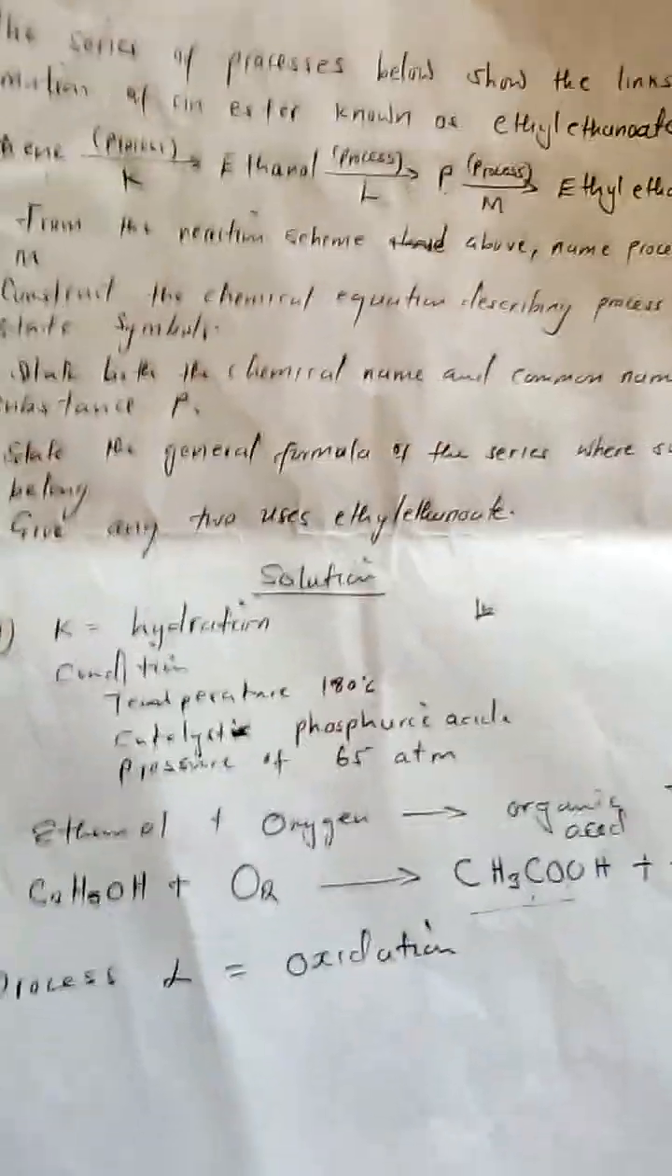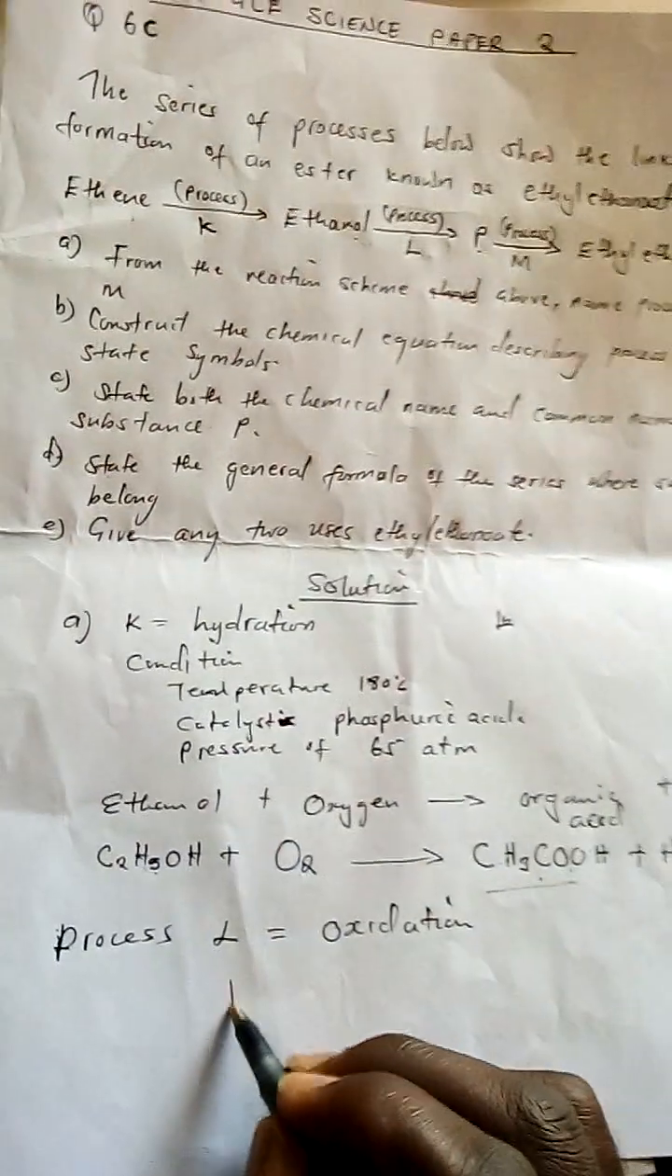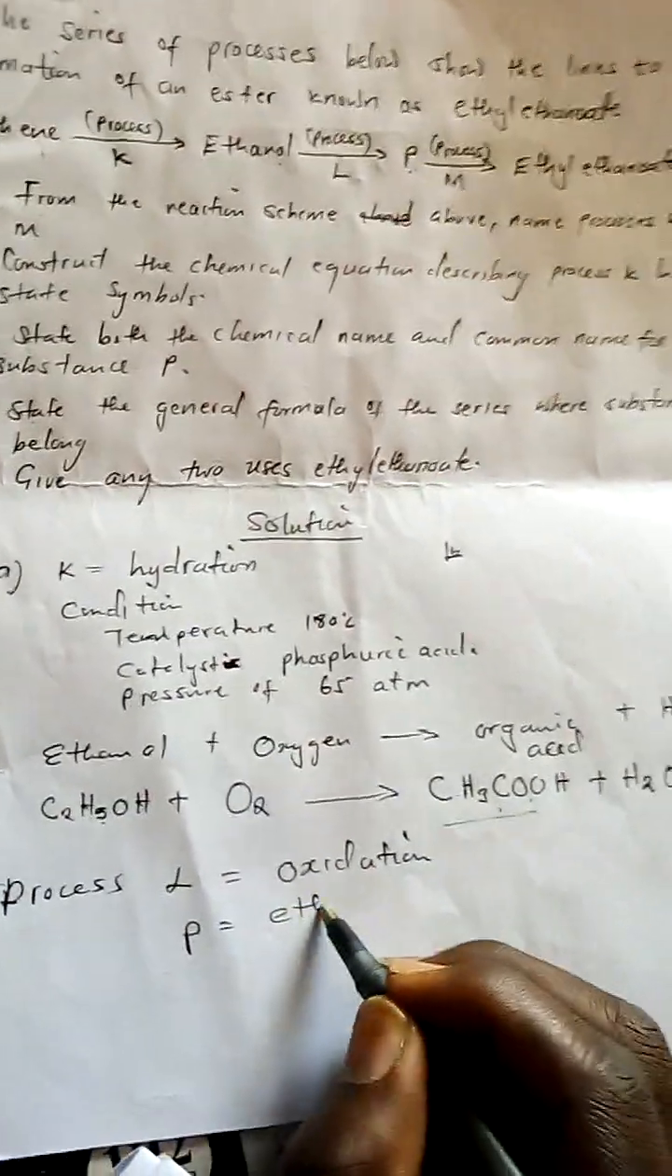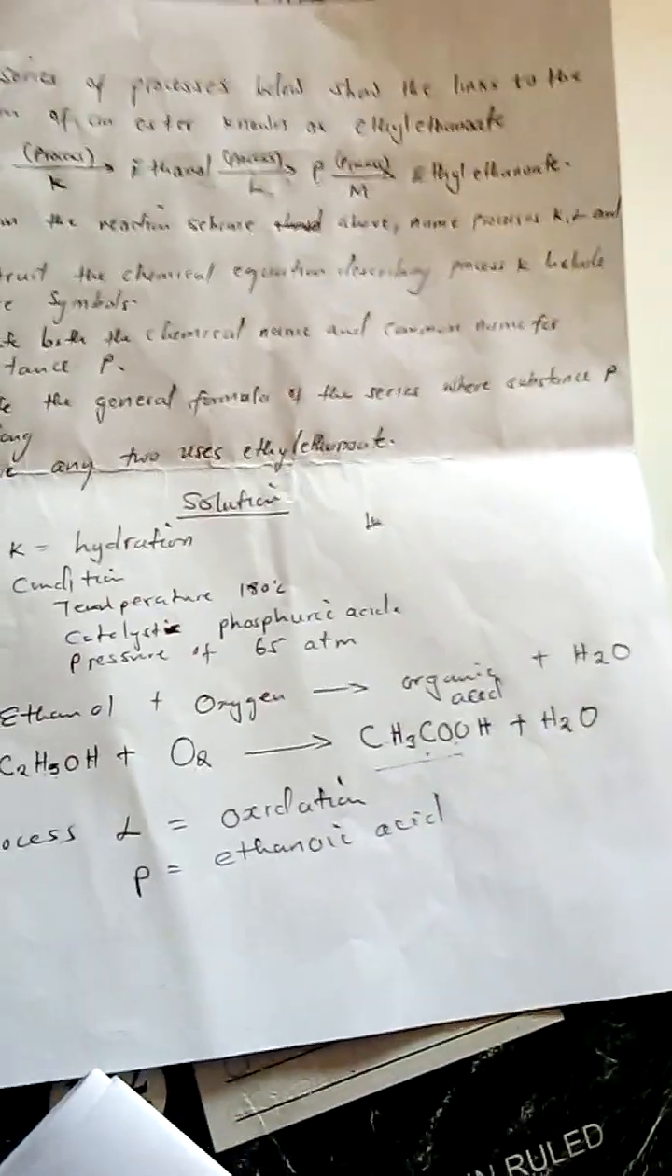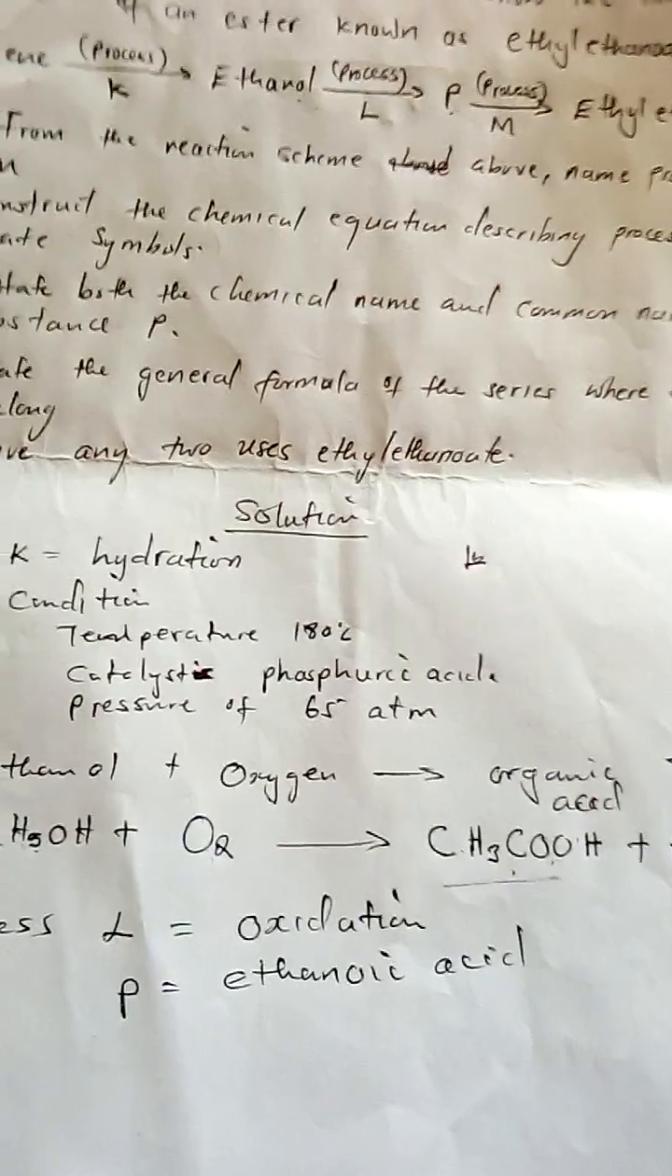So since we have oxidation there, what is the substance which is produced? The substance P there, we are going to call it ethanoic acid. This is the ethanoic acid that we are going to produce.